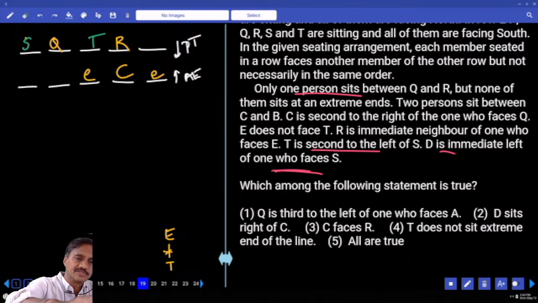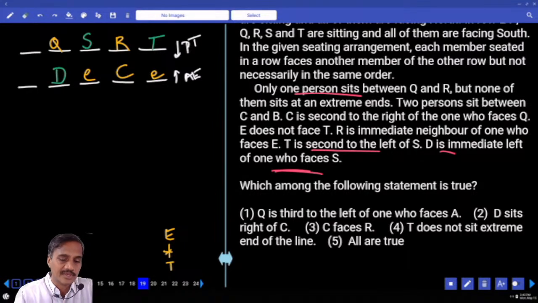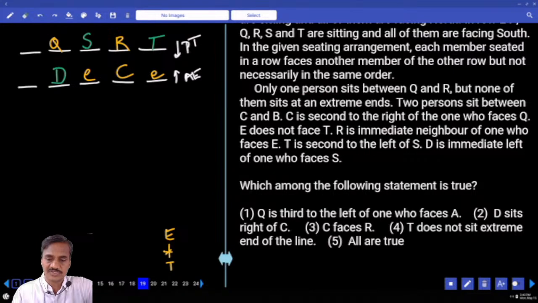S, tell me what is the other possibility? S will be here. And if S is here, where should this T be? T must be here. And T and E are not adjacent to each other. Then what about this D? S is opposite, and the immediate left-hand side is D. And D will be at this place. D is immediate left of the one who faces E.